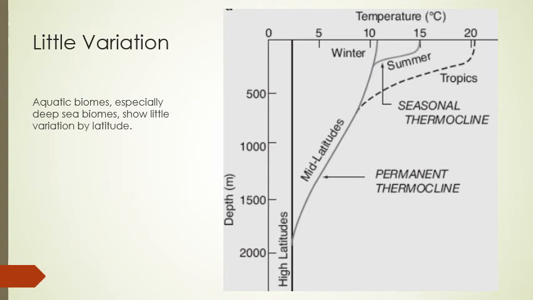Here on this chart, you can see the thermoclines of the tropics, where it's maybe 20 degrees Celsius, 15 degrees Celsius, and in winter, maybe 10 degrees Celsius. But it will all drop very quickly until you hit a point where the high latitudes, the mid latitudes, and the equator all roughly hit 4 degrees Celsius.